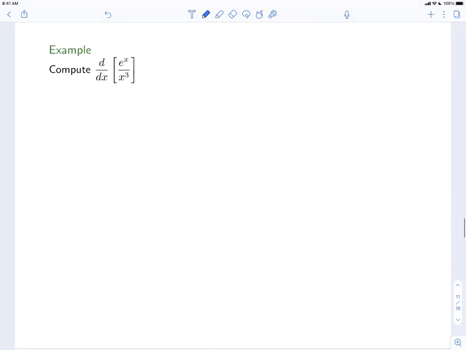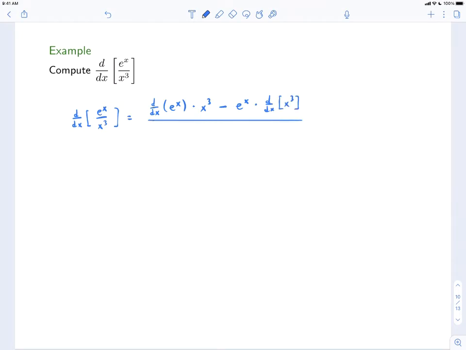Here's another example. Compute the derivative of the quotient e to the x divided by x cubed. So what is this going to be equal to? Using the quotient rule, we can say that the derivative with respect to x of e to the x over x cubed is equal to the derivative of the top times the bottom minus the top times the derivative of the bottom. And all of this is divided by the bottom squared, which is x cubed squared.